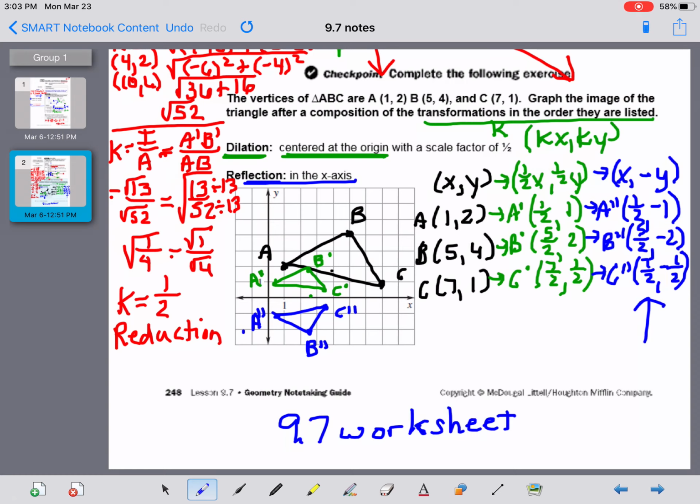So you may not be able to graph them in between, but you can always show me, like we did here, all your ordered pairs and how they change, and then we can read the final one and graph the final one. And remember, on your distance formulas, reduce before you try to take the square root.